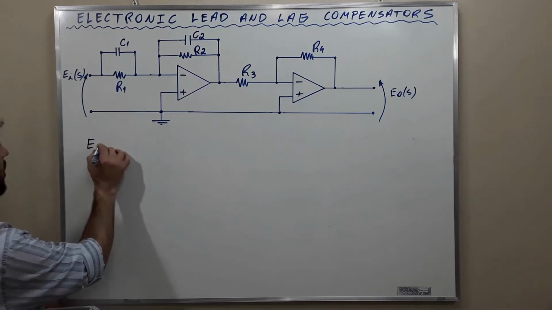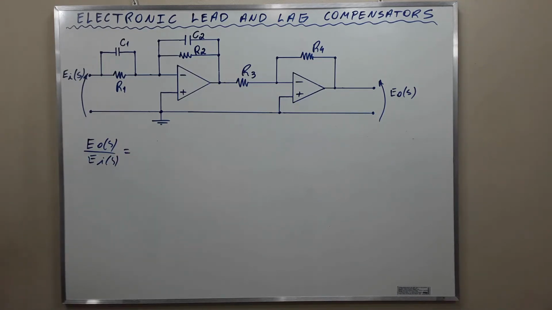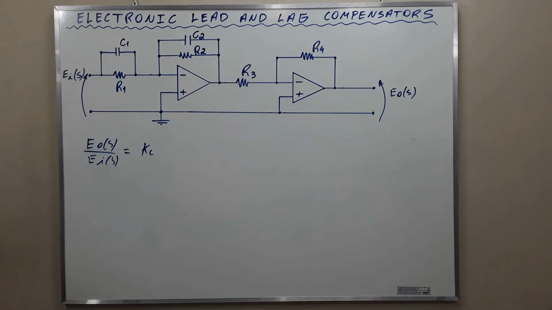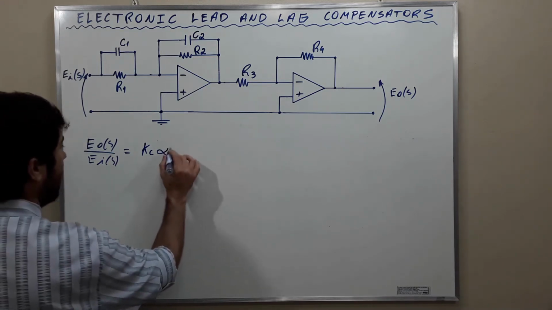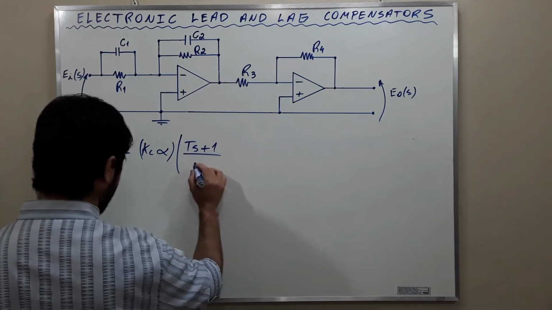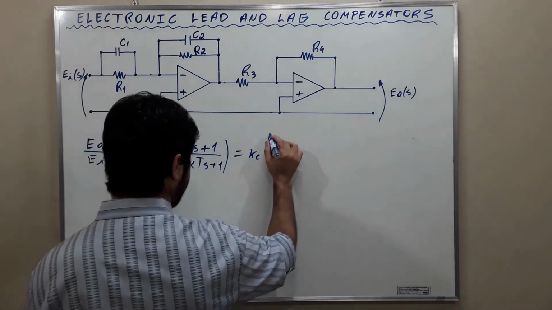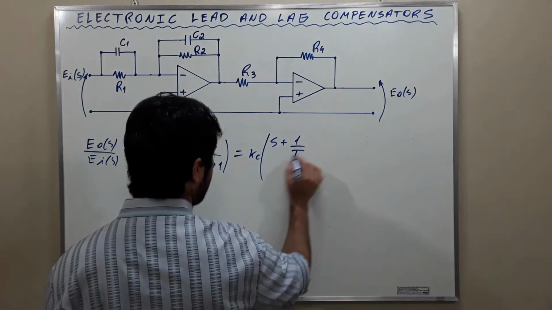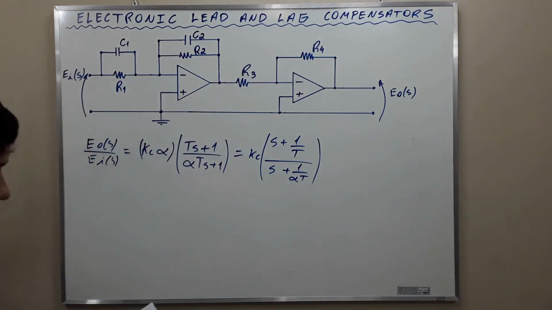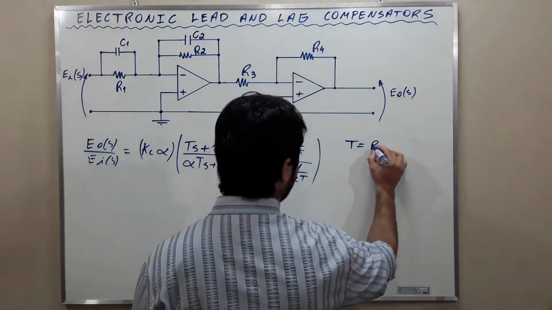The transfer function again is of the sort E0 of S over EI of S. And we are going to use a constant here called Kc, which is the gain of the compensator, multiplying alpha, which is another constant, and here (Ts plus 1) over (alpha Ts plus 1), which is equal to Kc times (S plus 1 over T) over (S plus 1 over alpha T). Okay? Where T is equal to R1 C1.